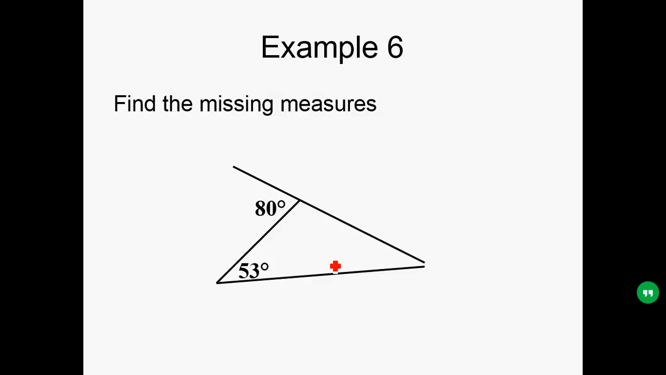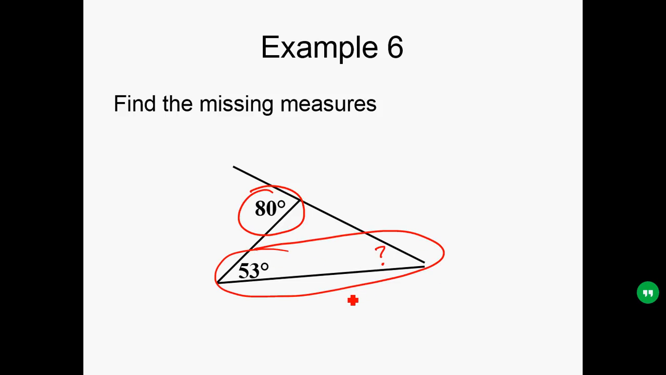Find the missing measurements. If this corner down here, if we think about what we've been working with, this here is an exterior angle, which means that these two angles have to add up to that exterior angle. So this picture is showing me that if I take 53 and add it to that missing angle, it has to equal the exterior angle. 53 plus what equals 80? I'm going to subtract 53 from both sides, and I end up getting 27 degrees. So this missing corner here is 27 degrees.